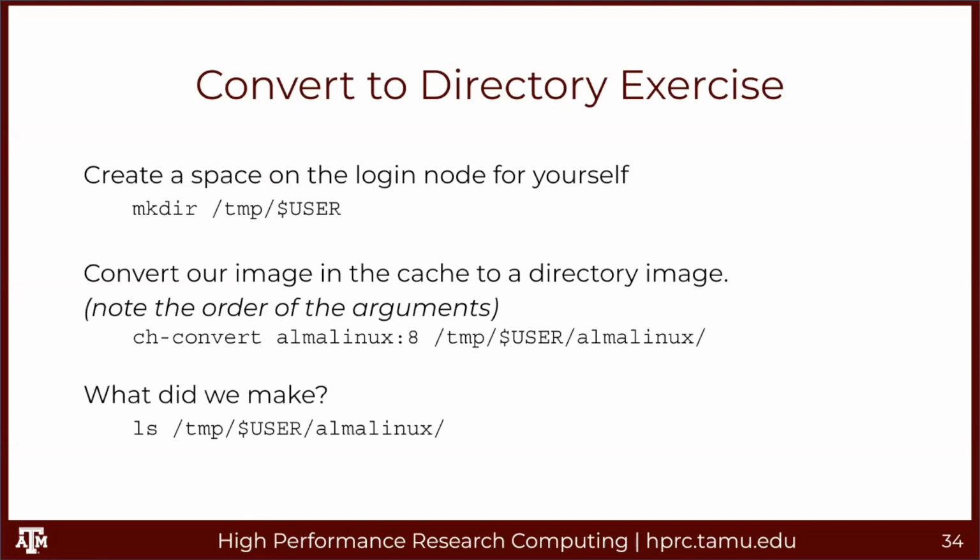Then let's convert our image that's in the cache to a directory image. That means ch-convert, source image, and then destination image. So the source image is alma8 with no trailing slash, which means we're referring to an image that's in Charliecloud's image storage, the local image repository. And the destination argument is a path on disk that ends in a slash. So we are telling Charliecloud, please put the result here and have it be a directory format image. And once we have done that, we need to hit it with ls to see what we made.